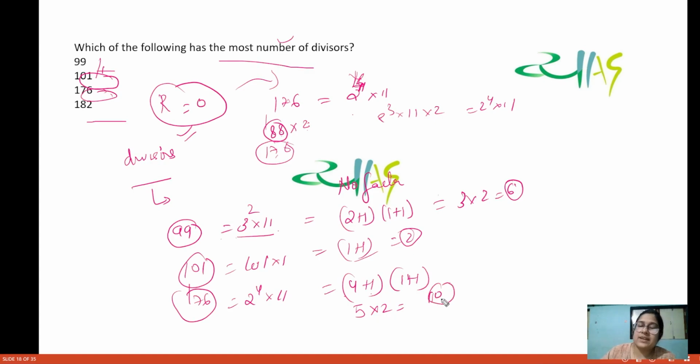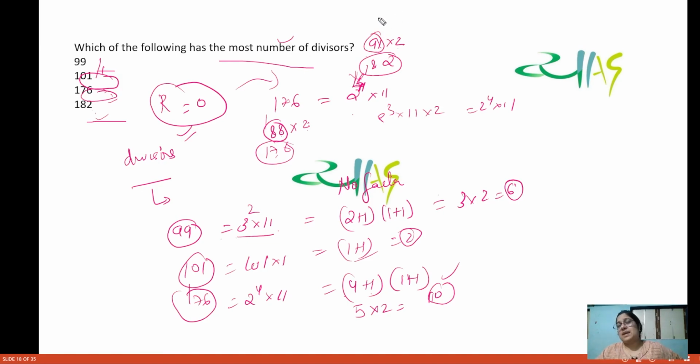I explained to you very well how to calculate the number of factors, so I'm using only that method. And 182 is what? 91 into 2. Okay, 182 is 91 into 2.